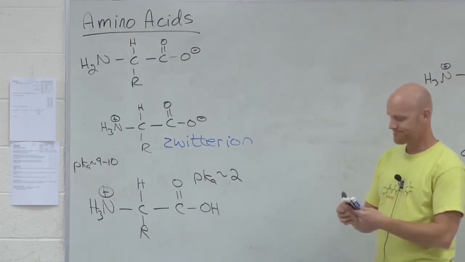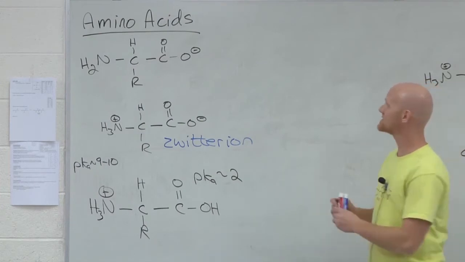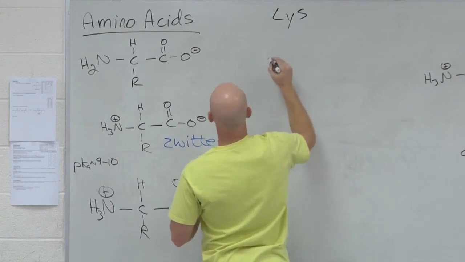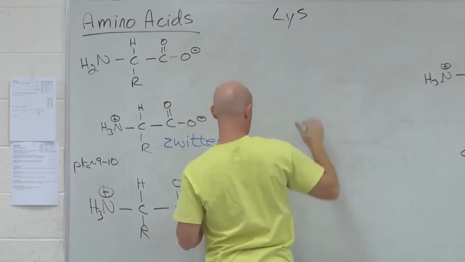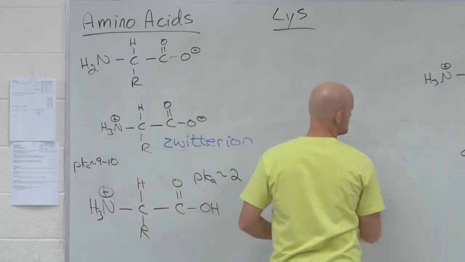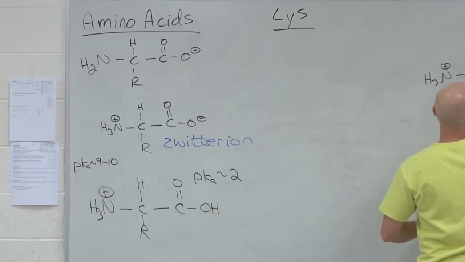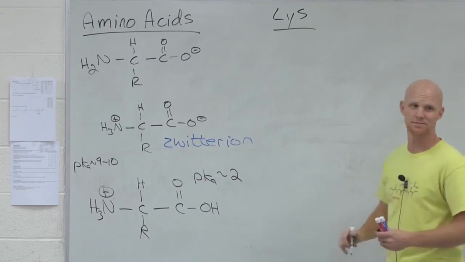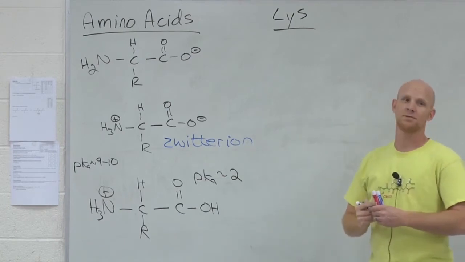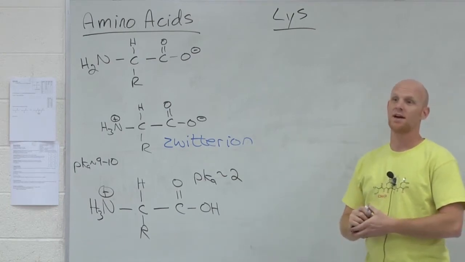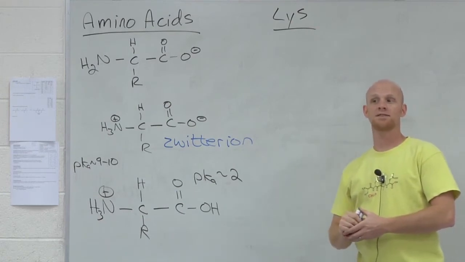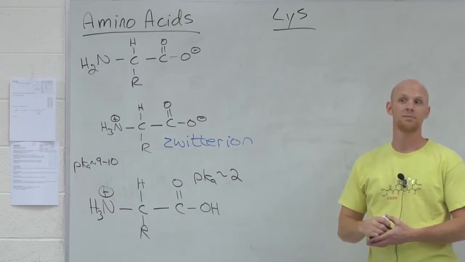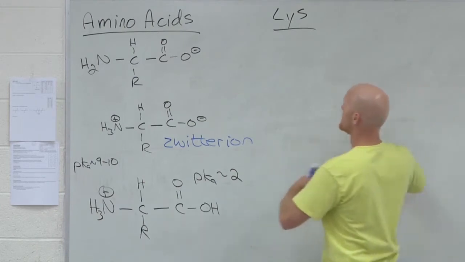So, all right, let's make this a little more complex. Let's say we've got something like lysine. What category of amino acid was lysine? Basic amino acid. It's one of the basic amino acids. And it was also one of those amino acids that at pH 7 had what kind of charge on its R group? Positive charge. Sweet. We'll see why that is here.